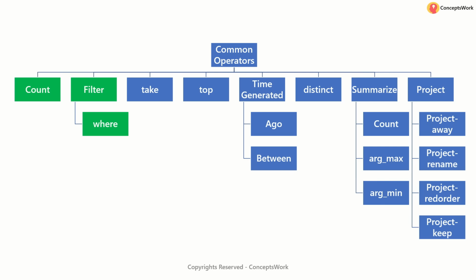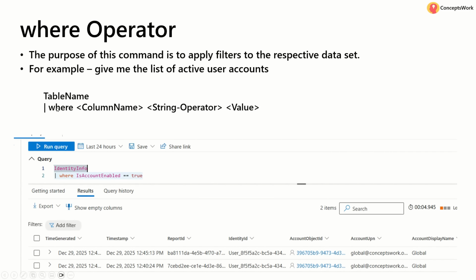So when it comes to the where operator, the concept is exceptionally simple. You will define a table name, then you will type pipe where. If you remember, the output of one line, let's say this particular table, acts as an input because I have added pipe.